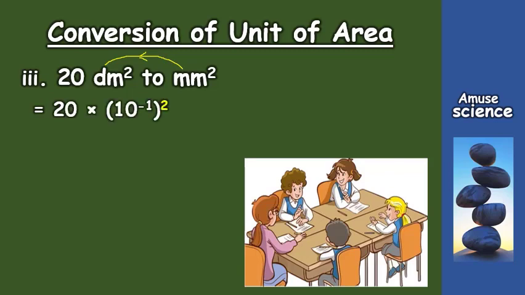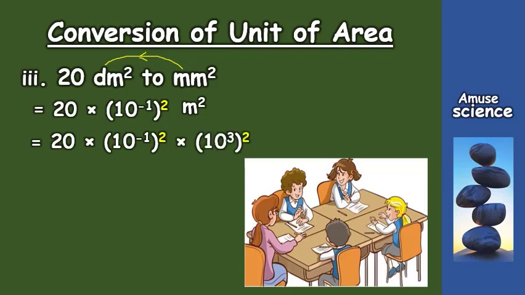So now let's introduce our milli. We are going to get 20 times 10 exponent minus 1 squared times 10 exponent 3 squared, and this converts our answer to millimeter squared. Now let's apply the law of indices here. We are going to get 20 times 10 exponent minus 2 times 10 exponent positive 6 in millimeter squared.